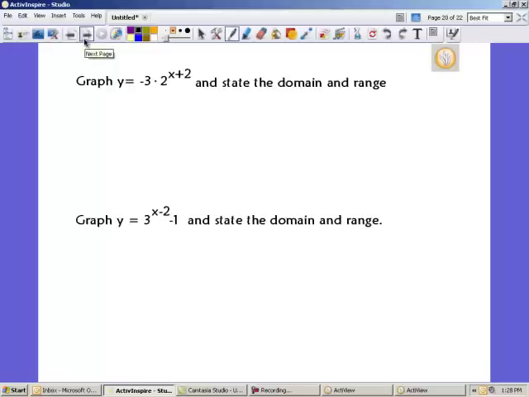We also are going to state the domain and range. So here are a few examples of those. So again, you can just sketch these on your homework. And what I'm going to do is show you how to plug this in your calculator, because it is a little different.